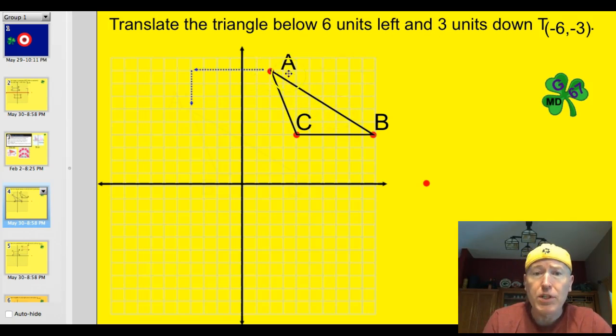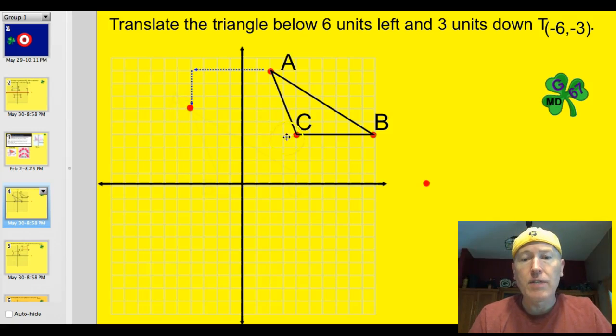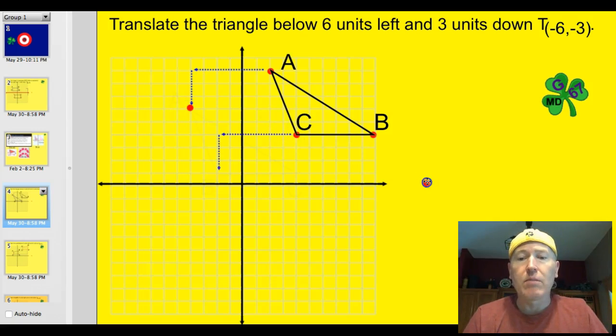I got some little helpers here. Oh, there we go. We're going to put a dot right there. We'll move that 6 over to the left and 3 down. And see if I've got one here. Ooh, I am getting lucky. That's 6 over and 3 down. And if I'm really lucky, ooh, it is a good day. There we go. Count with me on 3. 1, 2, 3.